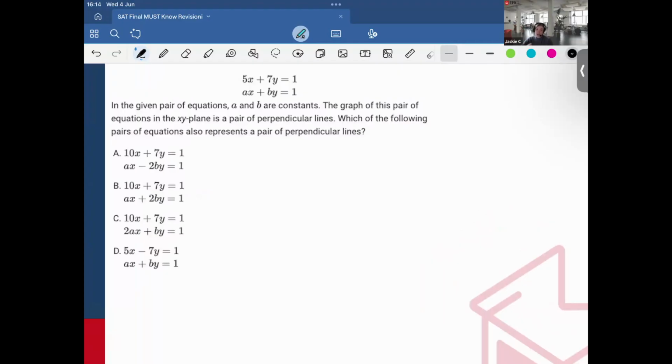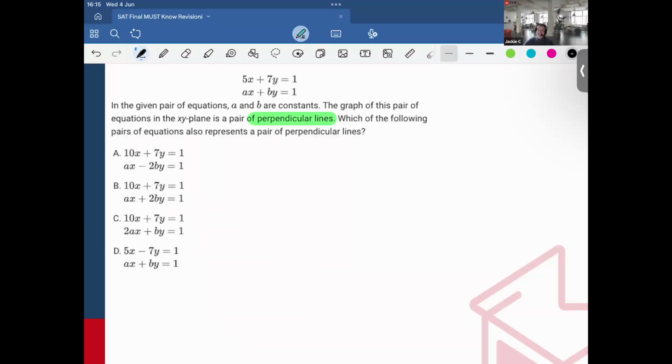We have a pair of linear equations, and the question says in the given pair of equations, A and B are constants. The graph of this pair of equations in the xy plane is a pair of perpendicular lines. Which of the following pairs of equations also represents a pair of perpendicular lines? So first, you must know that if you have a question with linear equations and I ask about perpendicular lines, that means that the slope is going to be the slope's negative reciprocal.